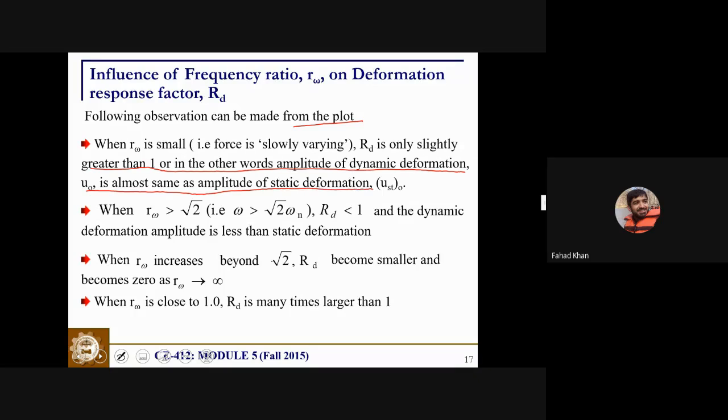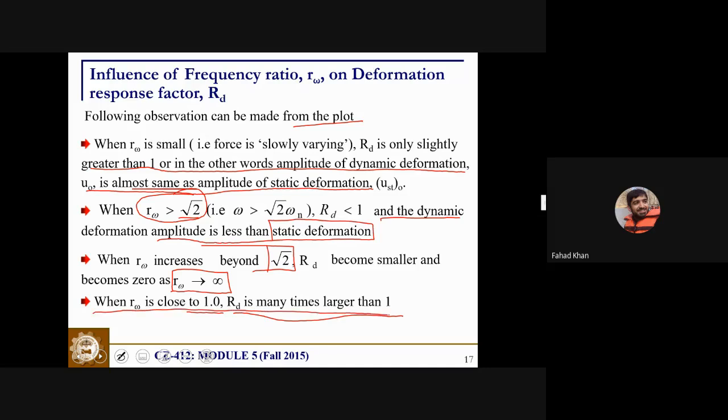When the R omega value is greater than square root 2, the dynamic deformation amplitude is less than the static deformation. So for R omega greater than square root 2, dynamic displacements are smaller than static displacements. When R omega increases beyond square root 2, RD becomes smaller and becomes 0 as R omega tends to infinity. When R omega is close to 1, RD is many times larger than 1. And this is the so-called resonance condition, and we want to avoid these conditions at all cost.